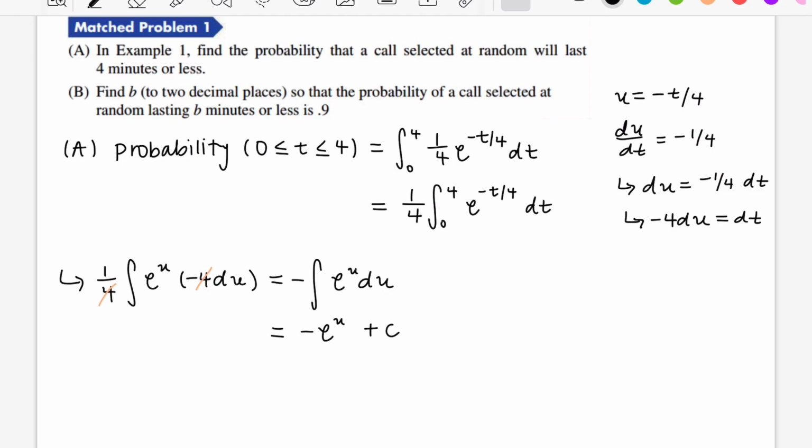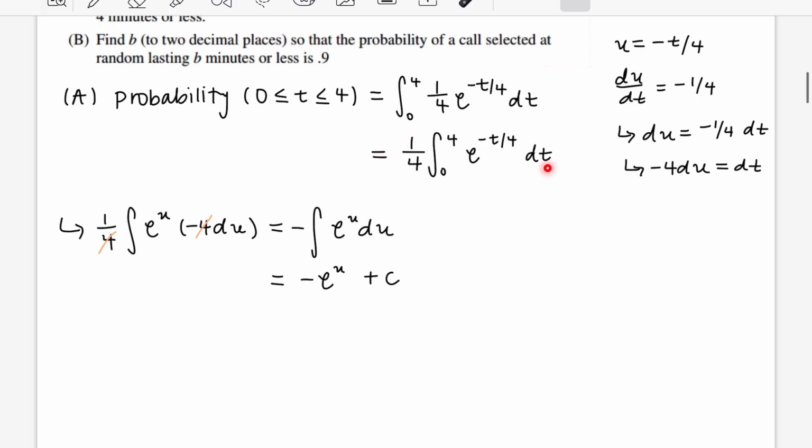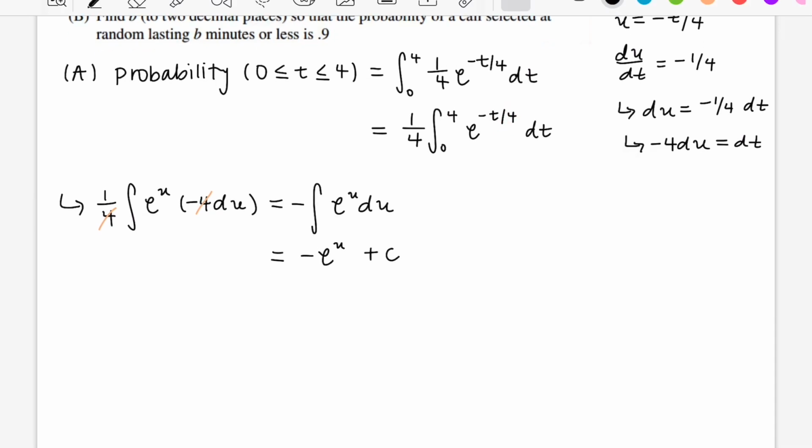Now we can take this information and evaluate our definite integral here. We'll keep the same bounds as this because we will change our variable of integration back to our t here. What I mean is, starting with our original definite integral here, we want to evaluate this.